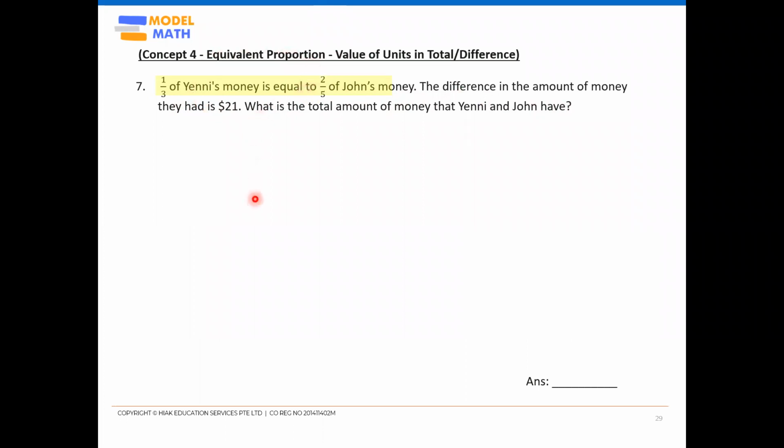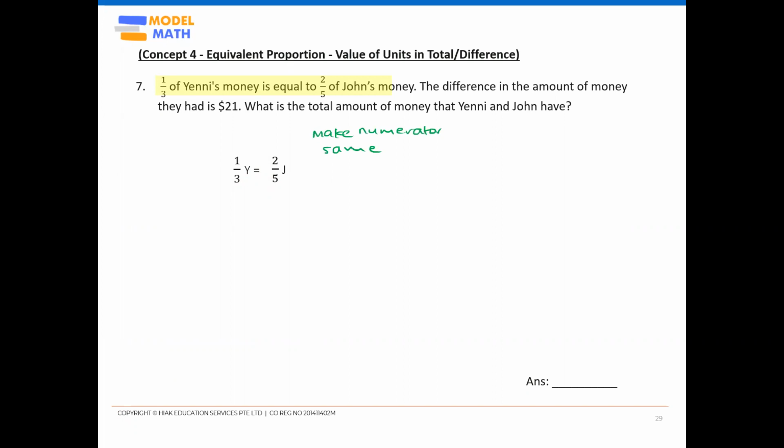Okay, so straight away, you can just simply write down 1/3 of Yenny equal to 2/5 of John. Now, if you have recalled from the lesson that you have attended in class, make something the same from here. Do we make numerator the same or do we make denominator the same? In the equivalent proportion concept, the key is to make your numerator the same. For those who don't remember this, write this down. Okay, make numerator the same.